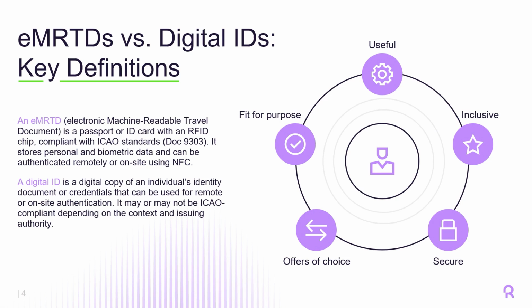Let's start by clarifying what we mean by eMRTDs and digital IDs. On this slide, we want to show the distinction between two major types of identity documents: ICAO-compliant electronic machine-readable travel documents and other forms of digital IDs. eMRTDs, such as an electronic passport and ID card, follow specifications outlined in Doc 9303 and are used for international travel. Digital IDs, on the other hand, can vary widely in format and application and may not necessarily be accepted for cross-border travel unless they comply with the same standard as outlined in Doc 9303.